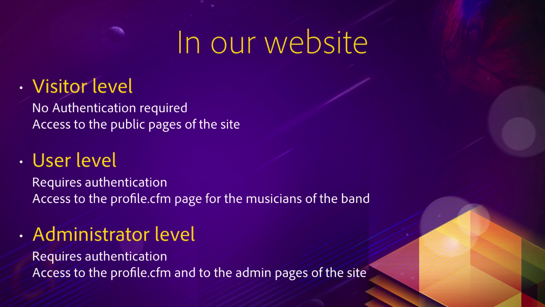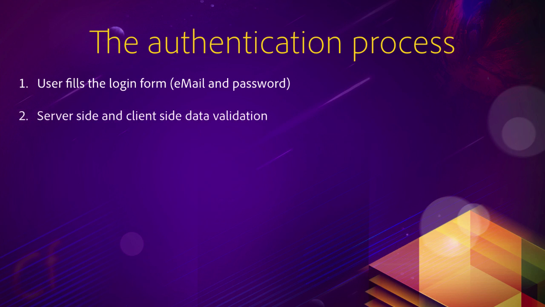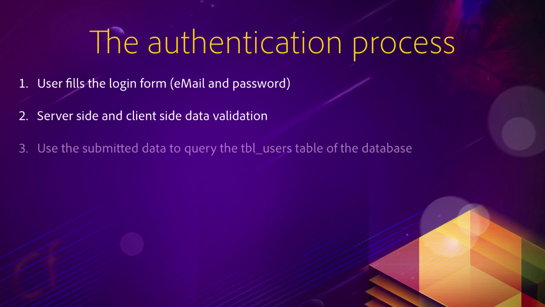So the first thing that we will focus on is the authentication process, which uses the form at the top right corner of the site. Now, this is how the process will take place. First, the user fills his email address and his password in the form and, of course, submits the form. After a rapid data validation, client-side and server-side, we will use the user's email address and the user's password to retrieve the user data from the database using a CF query.